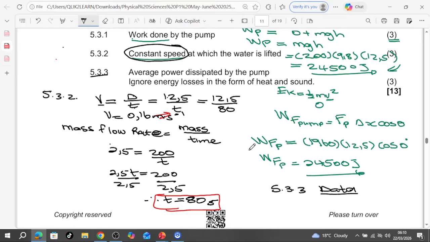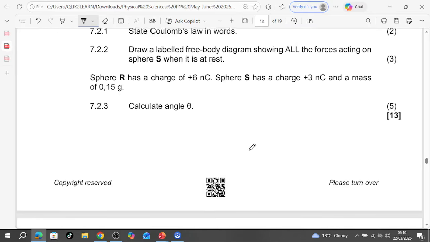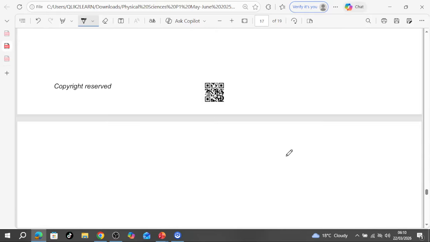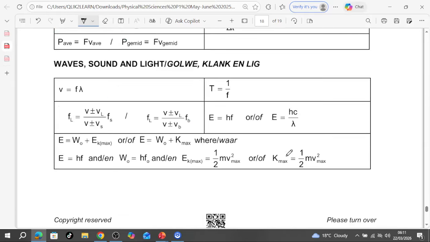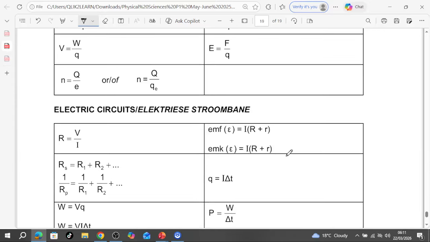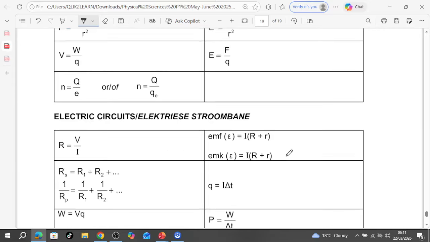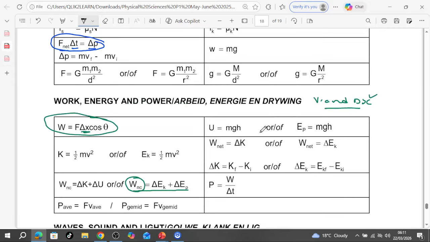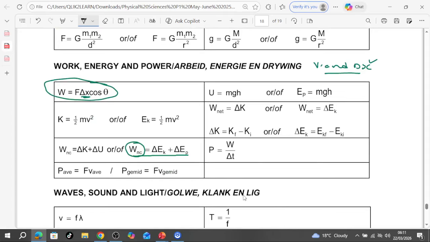Before I do data, let me first check the formulas that have P for power, and then I'll take it from there. So when I look at this, where is power? Under energy, work, and power. Okay, it's somewhere here. Let's look at the formulas for power. P average is this one, and then another power formula is this one. What is W on top? The W is the work done.